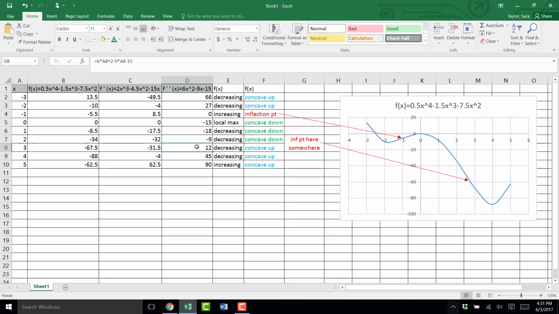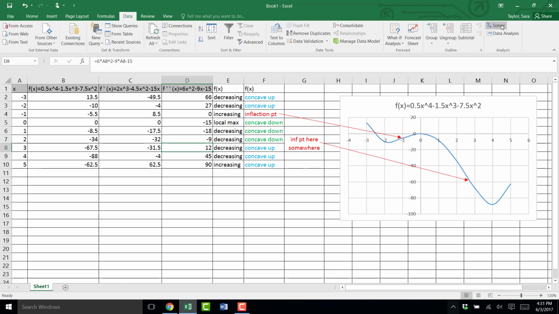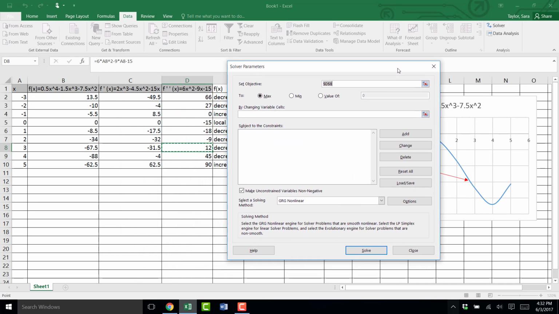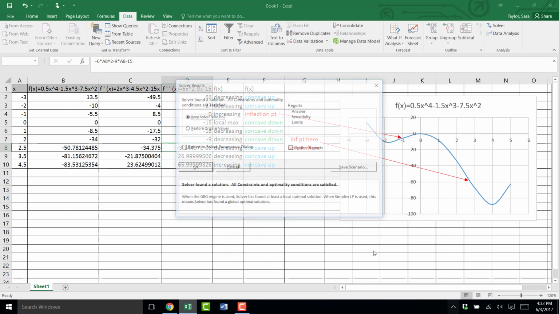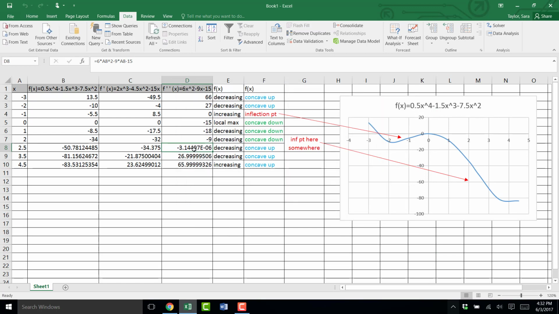I'm going to do it with Solver. I put my cursor here near the place where the second derivative is 0, so maybe here or here, either one. I go to Data, Solver. I want it to set cell D8 to a value of 0 by changing this x value cell. I want it to find the x value that makes the second derivative 0. I hit solve, and that's pretty close to 0. That's just scientific notation there.